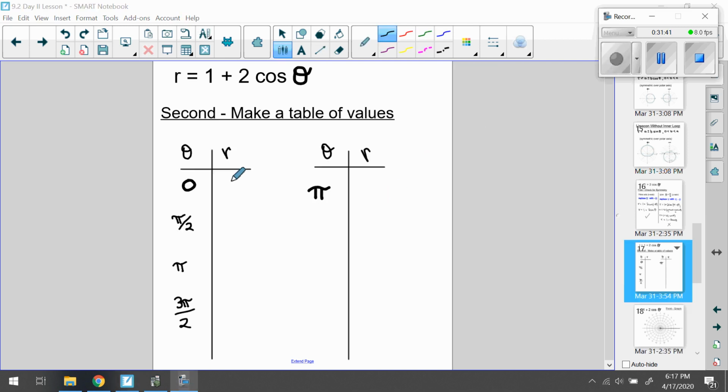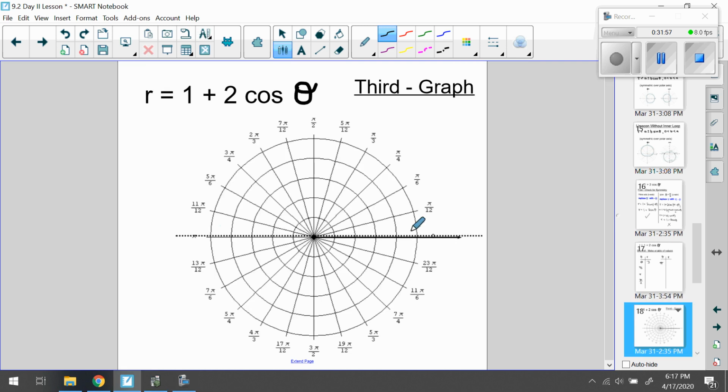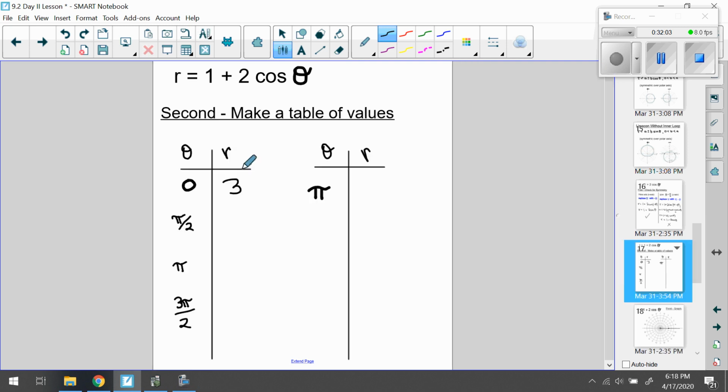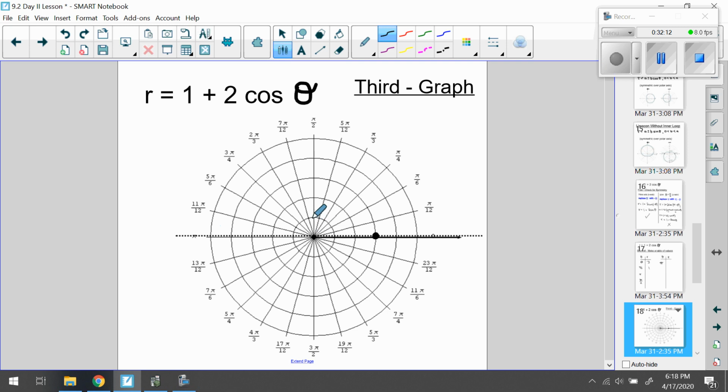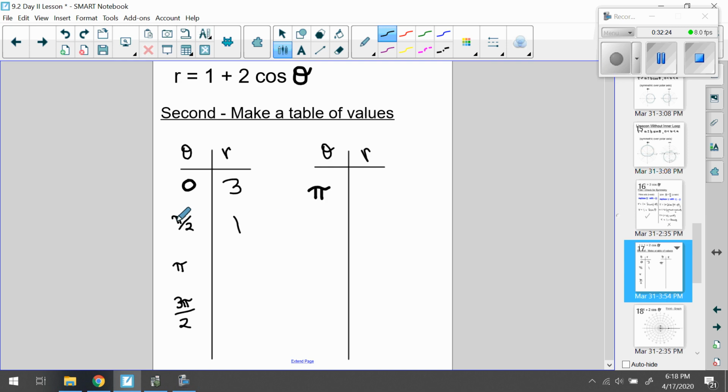Now I'm going to go ahead and plot some points. Again, I like to start with easy quadrantal angles. So cosine of 0 is 1, so 1 plus 2 will be 3 here. I'm going to start with that one. So angle of 0 is going to give me 3. That goes right there. Pi over 2, cosine of pi over 2 is 0, so I'm just going to end up with a 1. And so pi over 2 gives me 1, so that's going to put me right here. And then since pi over 2 is 1 and we have symmetry here, that means that 3 pi over 2 should also be 1. And so those two go together.